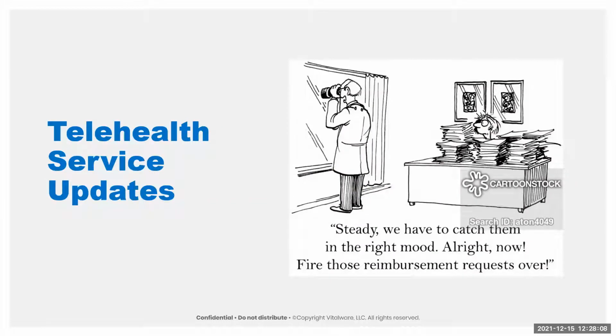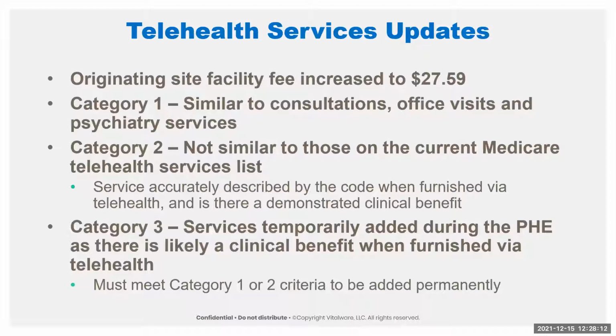All right, so the telehealth services, just the originating site facility fee is increasing to $27.59. The updates are always released within the Medicare Physician Fee Schedule final rule. The amount is never published in the Medicare Physician Fee Schedule. So CMS now has divided the services out into 3 different categories, which do not correlate to the different categories for CPT codes. But for telehealth services, category 1 services are similar to consultations, office visits, psychiatry services. Category number 2 are not similar to those on the current Medicare telehealth services list, like the office visits.